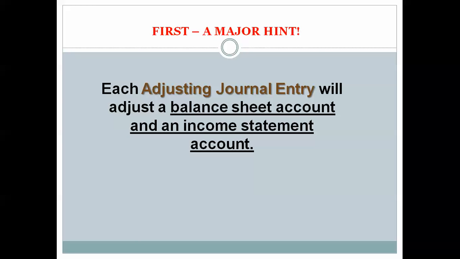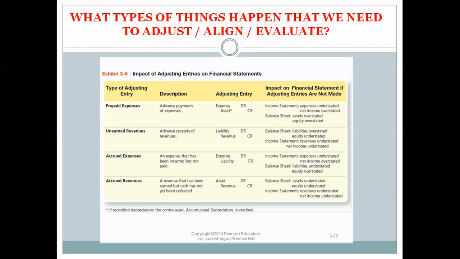So first, a major hint. Whenever you're asked to create an adjusting entry, you are going to be using one balance sheet account and one income statement account to do so. So if you are preparing an adjusting entry in your homework or in an exam, always check, do I have one balance sheet account and one income statement account? That will be a hint for you to look for.